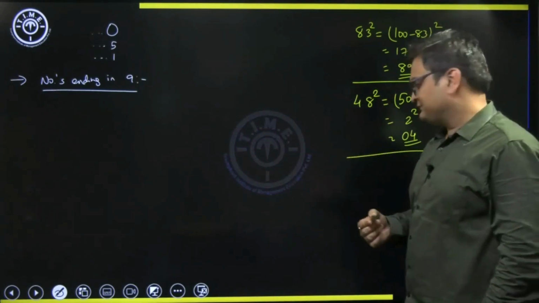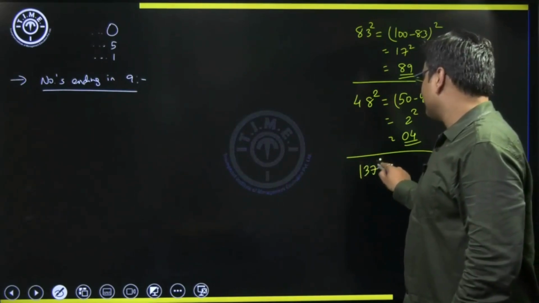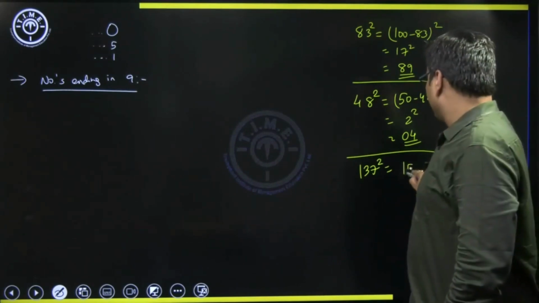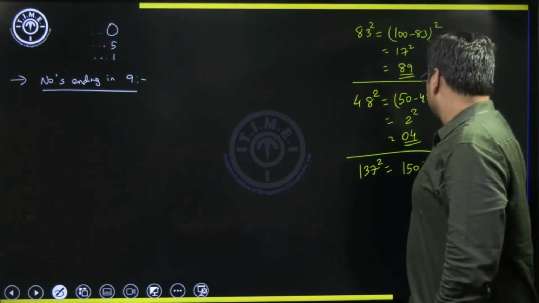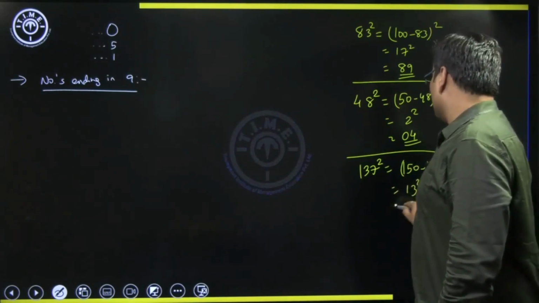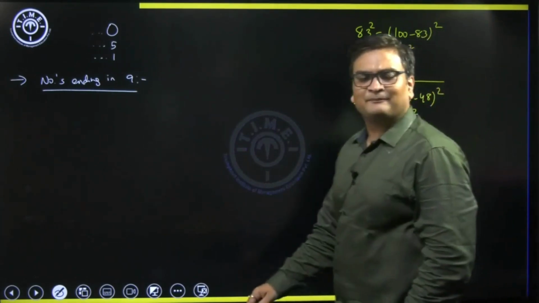One more example for your practice. Say I want to find out the last two digits of 137 square. The closest multiple of 50 is 150. So take the difference. The last two digits here will be the same as the last two digits of 13 square. And how much is 13 square? 169. So the last two digits are 69, we say.